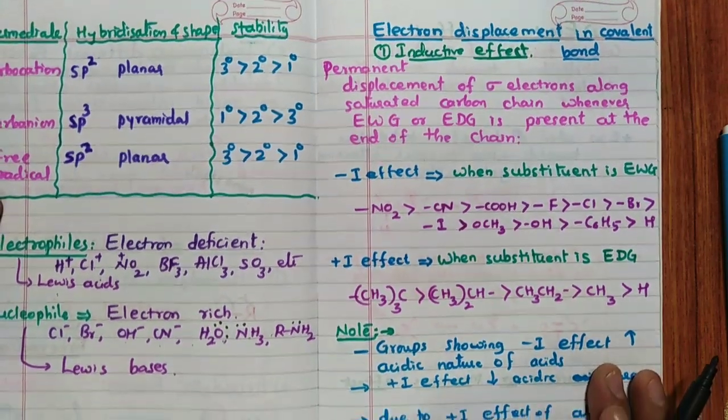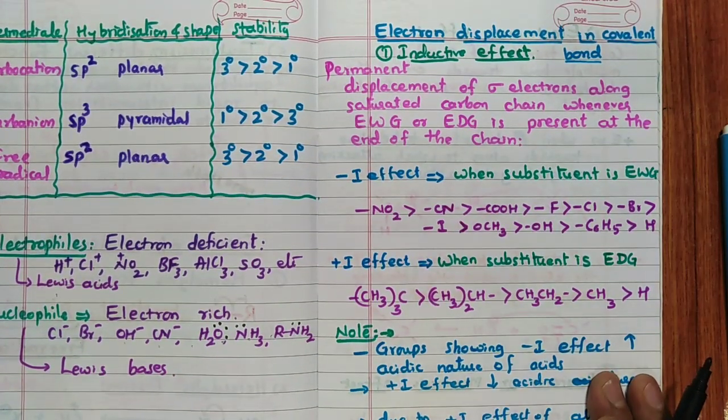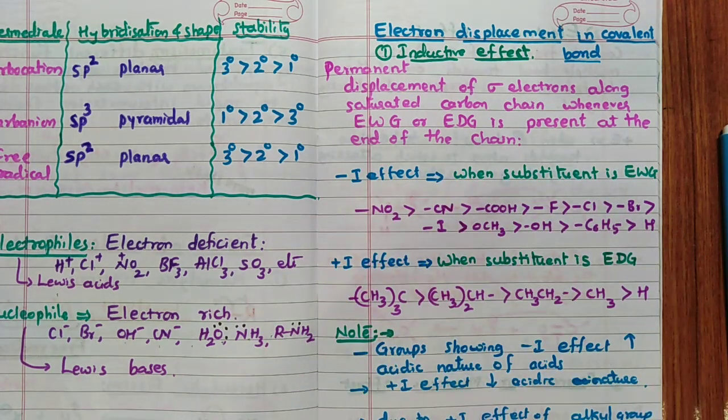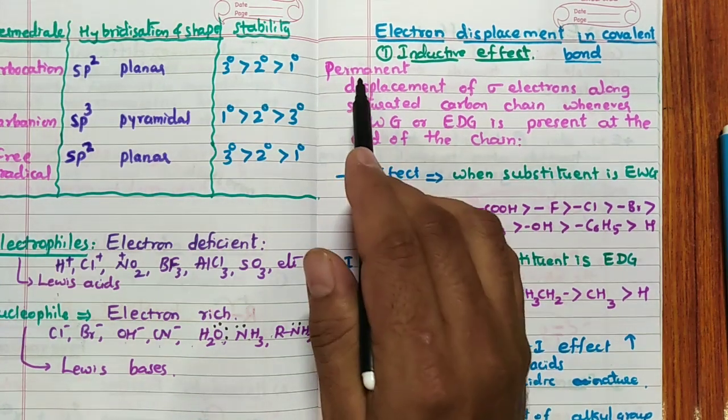Then electron displacement in covalent bond. First, we will discuss three effects: inductive effect, electromeric effect, resonance or mesomeric effect, and the fourth one, hyperconjugation effect. Fine. Inductive effect. What do you have to remember? For the competitive exam point of view, don't stress much on definitions. You have to understand that. That is very important here. See, permanent displacement. This you have to remember.